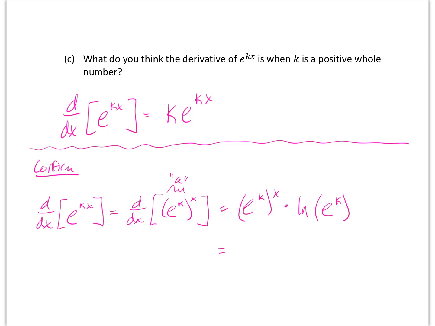Well, e to the k to the x is e to the kx, because when you raise a power to a power, you multiply the exponents. And ln of e to the k is just k. That's the definition of a logarithm. And so that becomes k e to the kx.